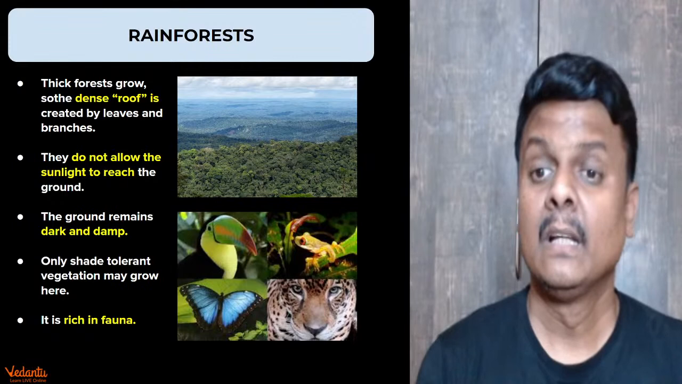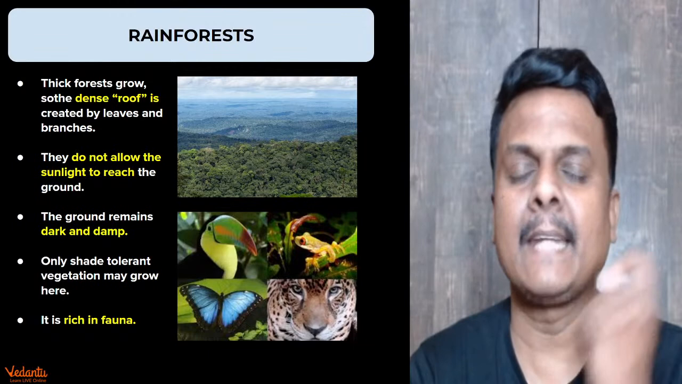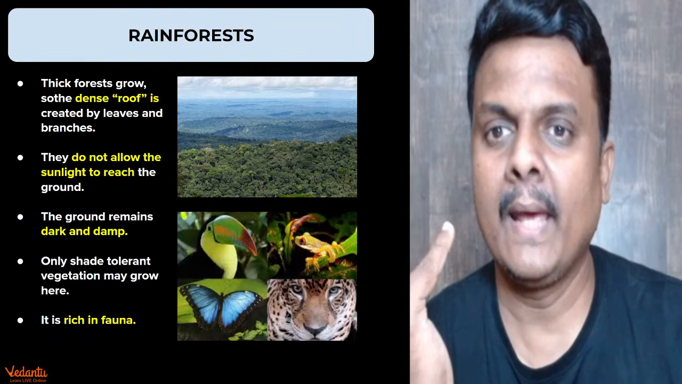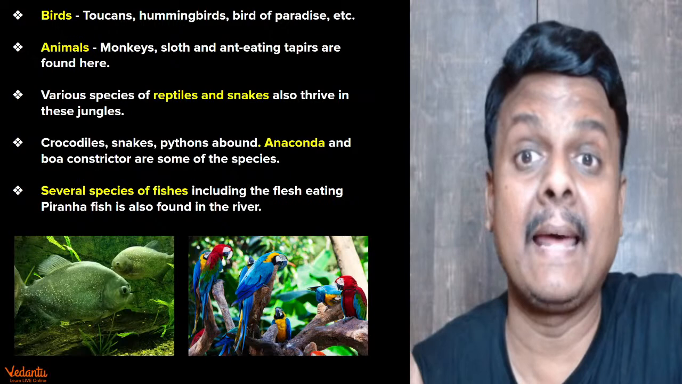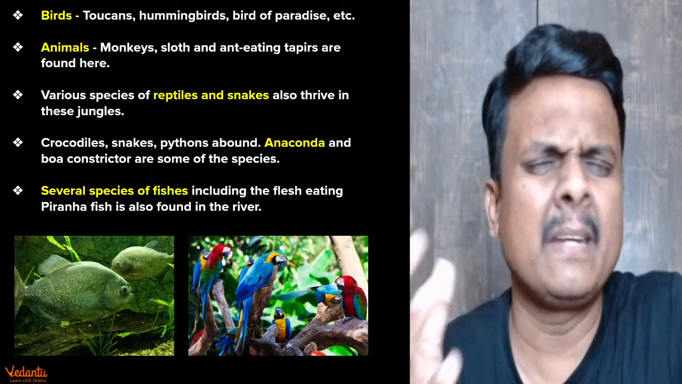Now, it is rich in fauna. What are the different types of animals there? Let us see. I hope you guys are clear about the location, the climate, the rainforest. Now, let's look at the birds and animals, the fauna. Birds: toucans, hummingbirds, birds of paradise, etc. These are the ones which will be found. Animals: monkeys, sloth, ant-eating tapir are found.